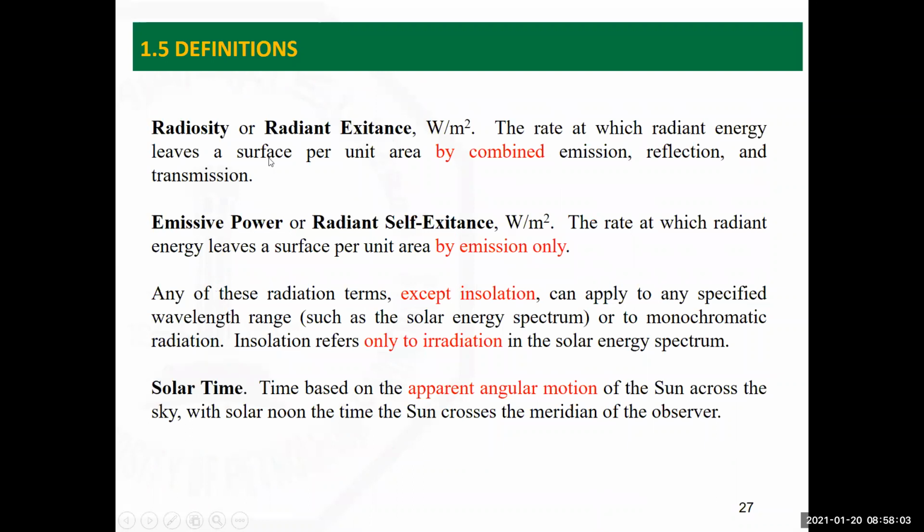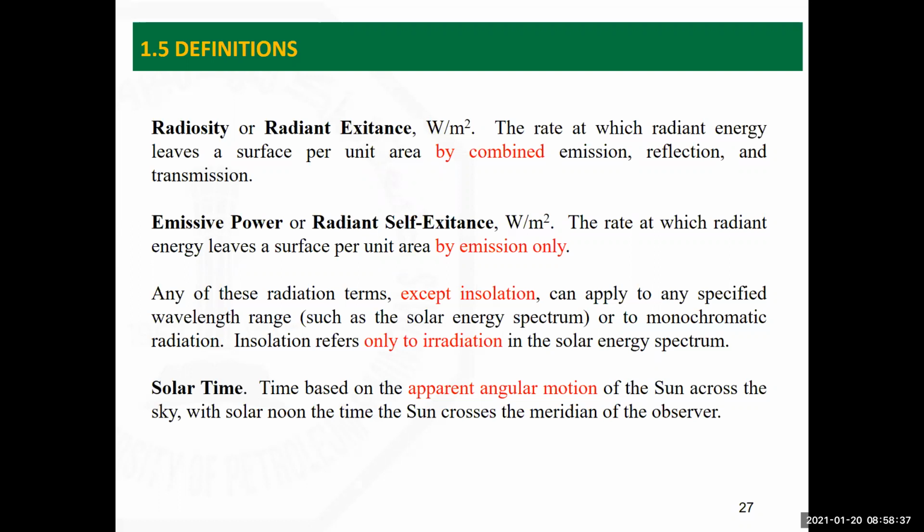Radiosity, you must have been exposed to radiosity in your study of radiation heat transfer in the heat transfer course. Again, the units are watt per meter square, so it's a rate. So it's the rate at which radiant energy leaves a surface by a combination of emission, reflection, and transmission. You know the surface properties, if you remember, the surface properties include the absorptivity, which means how much the surface is able to absorb energy falling into it and accordingly get heated.